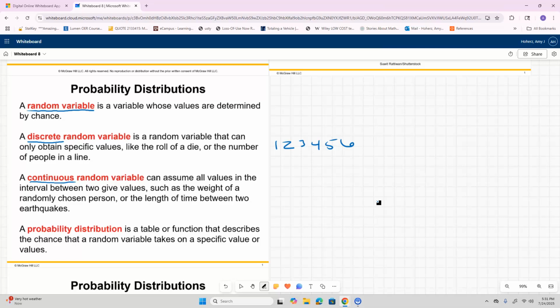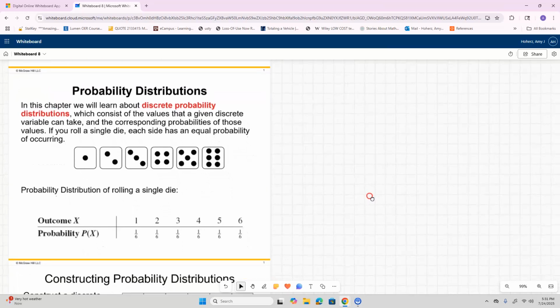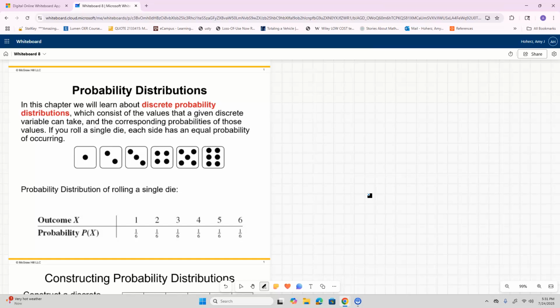And then a probability distribution is a table, as I mentioned, or function. We don't really do functions in this section, but it could be a function, meaning like an equation. Mostly it's going to be a table that describes the chance that a random variable takes on a specific value or values. So let's look at what these look like. In this chapter, it clarifies that we're going to be talking about discrete probability distributions, so the ones that can only obtain specific values, which consist of the values that a given discrete variable can take and the corresponding probabilities.